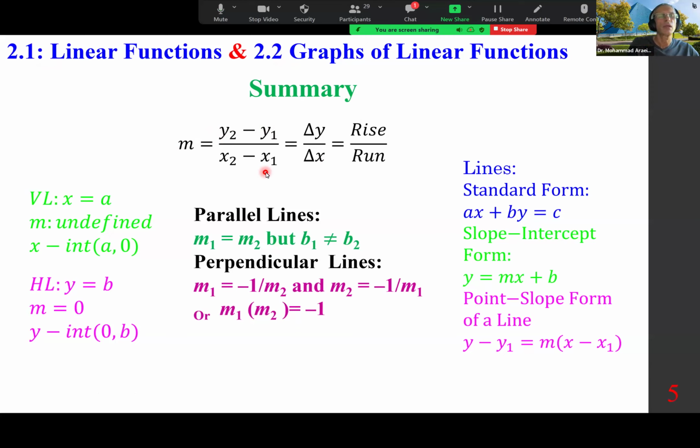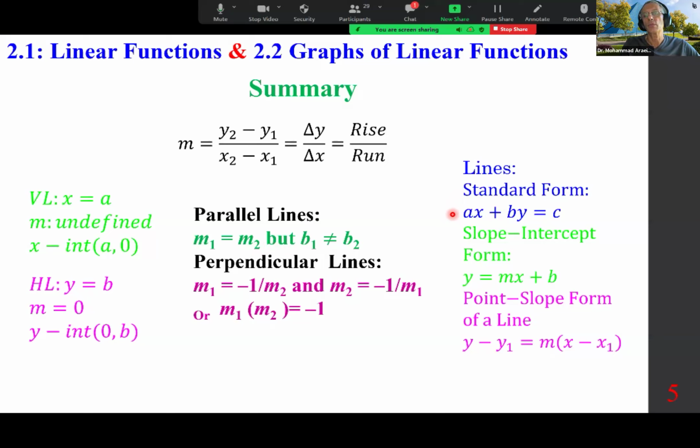minus x sub 1. In the case of a vertical line, x equals a, slope is undefined, x-intercept at (a, 0). In the case of a horizontal line, y equals b, slope is 0, and y-intercept located at (0, b). Two lines are considered parallel if they have equal slopes, m1 equals m2, and different y-intercepts. They are considered perpendicular if they have slopes such that their product is -1, or they are negative reciprocals of each other.